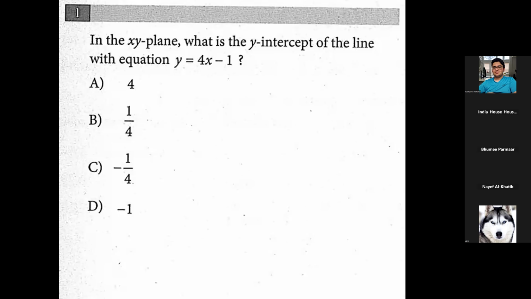All right, we're going to start with question one. I'll give you all a minute to solve this.